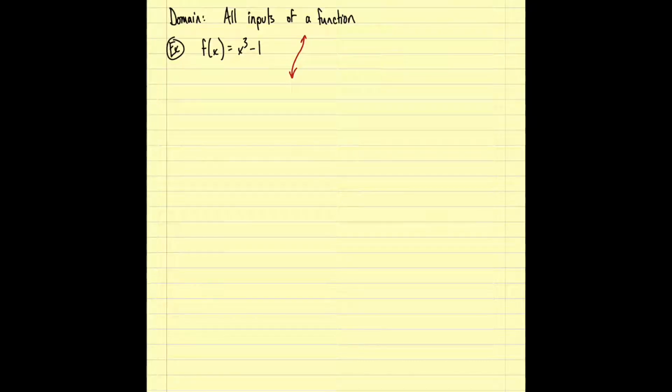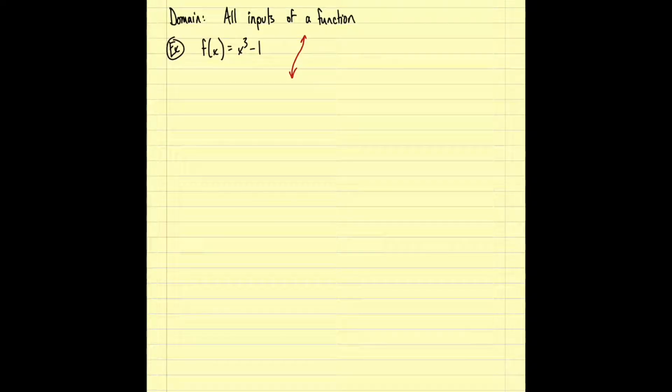Okay, in 2.1 part 2, we're just going to look at two topics, and that's domain, and we're going to look at a few story problems. So domain is simply all inputs of a function, so it's all of the values you can plug into a function. So for the first one, if we look at x cubed minus 1, I sketched a little picture of x cubed minus 1. It's just a cubic shifted down 1 unit.